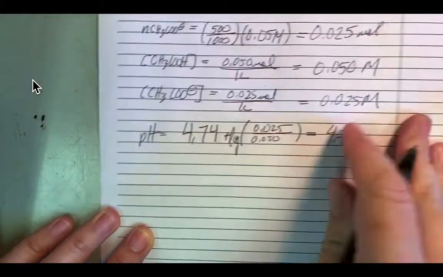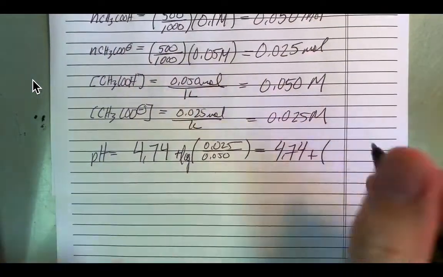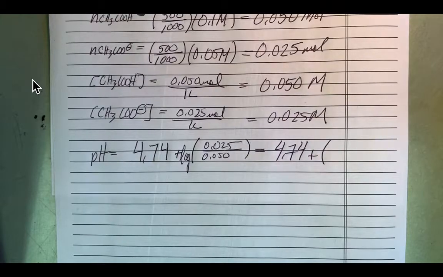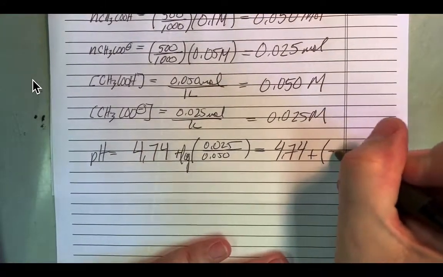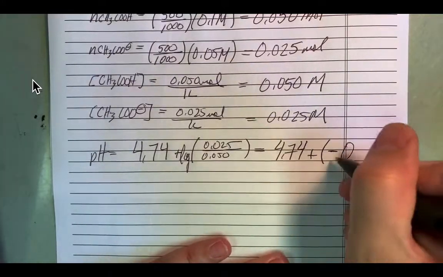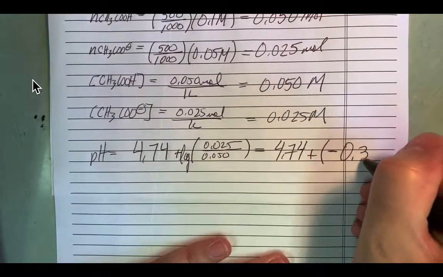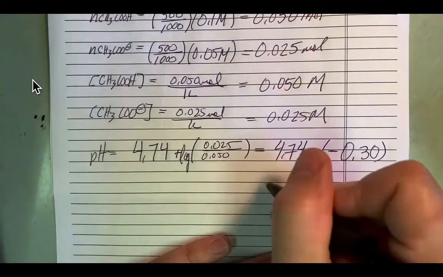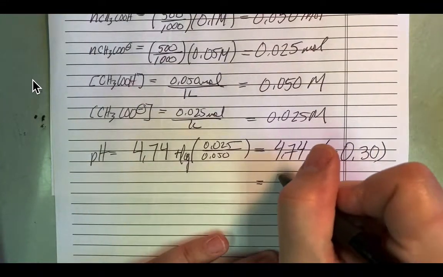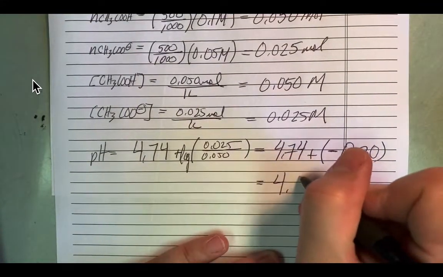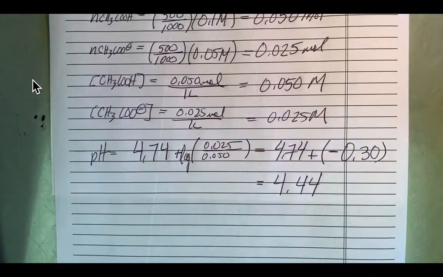4.74 plus, an interesting thing that happens here is it's plus a minus 0.30. So that at the end of the day, the 4.44 is our pH of our solution at the end.